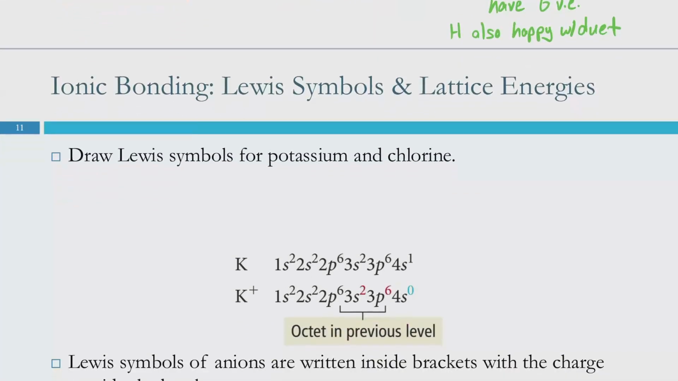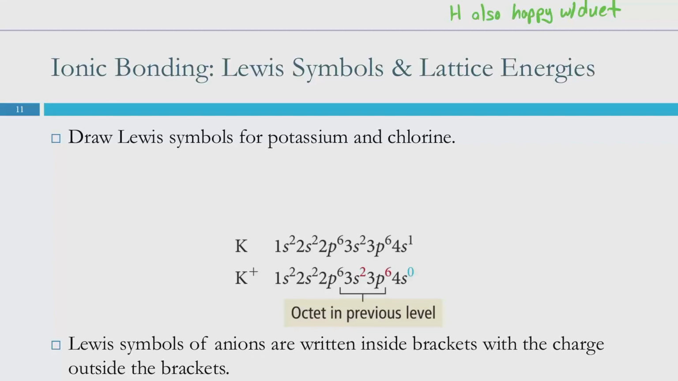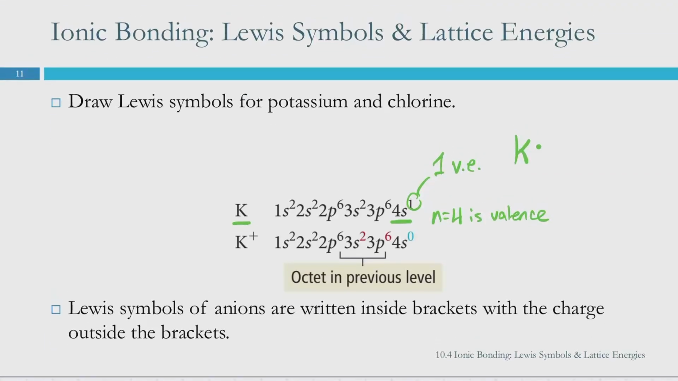So some Lewis structures for potassium and chlorine. For potassium, our highest energy level is n equals 4. That's our valence shell, our valence level. And we've got 1 valence electron. So for potassium, we just give it 1 dot. For chlorine, how many valence electrons does chlorine have?